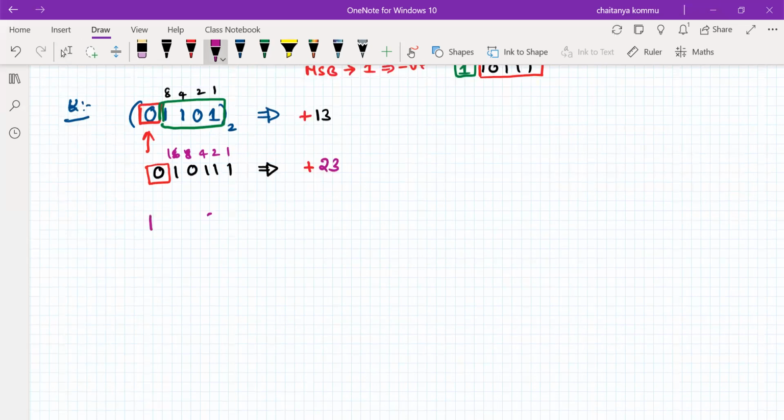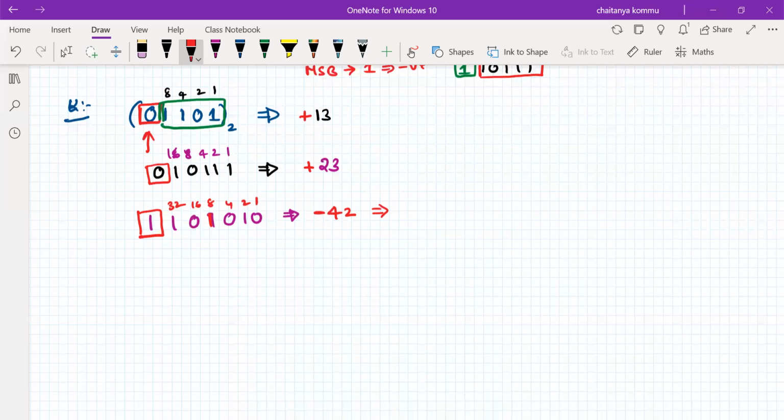So 1, 1, 0, 1, 0, 1, 0. What is the sign magnitude representation of this? Minus. Yes, exactly. So what we have to do: the MSB, whatever the size, doesn't matter. If the MSB is 1, you keep it negative. And what is the value of the rest? 1, 2, 4, 8, 16, 32. So 32 plus 8 is 42, sir. So it is minus 42. That's it. Vice versa, if I ask what this value is, what can you say?